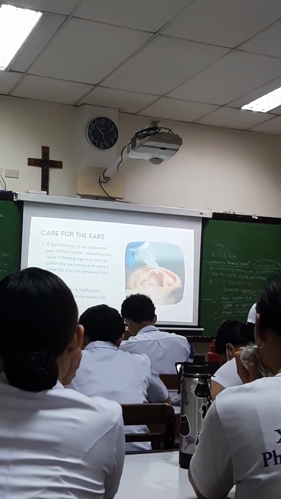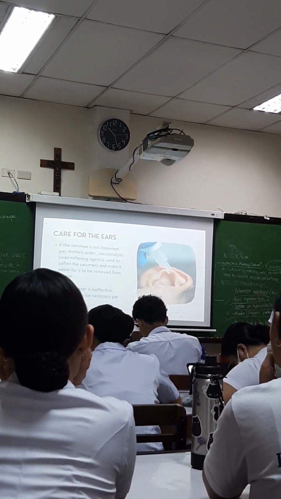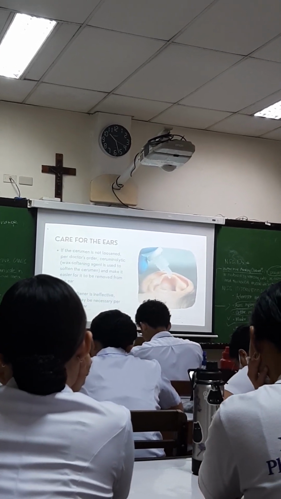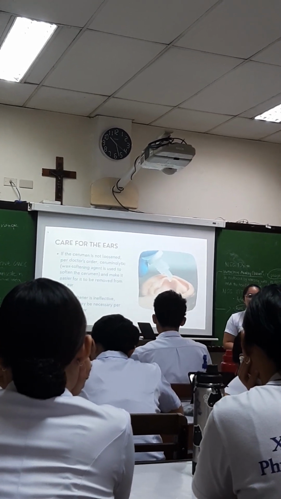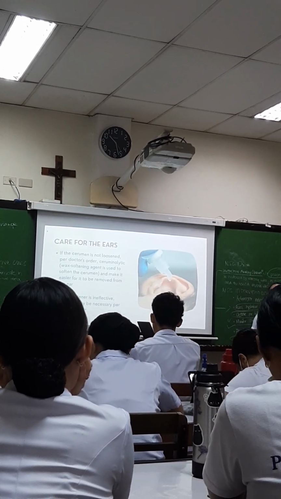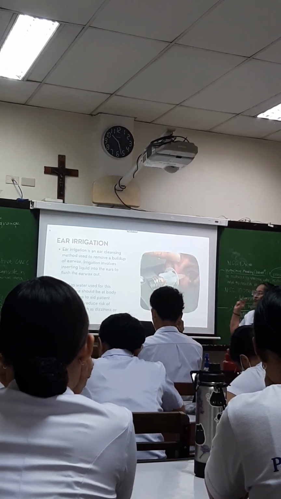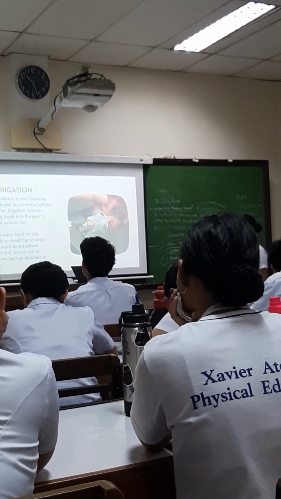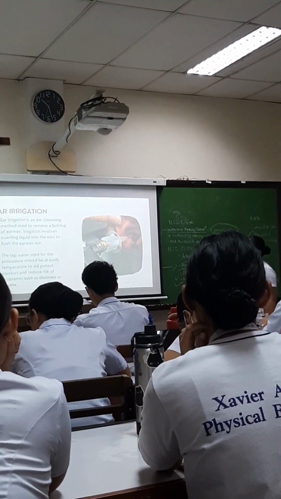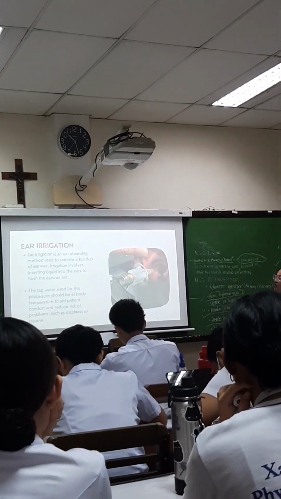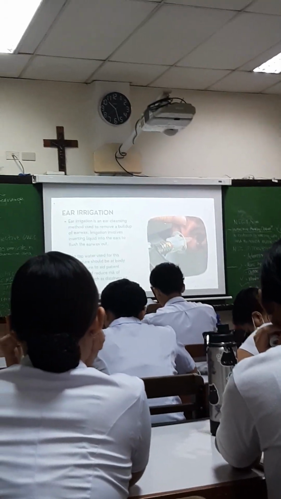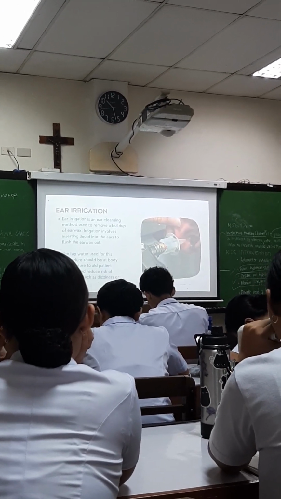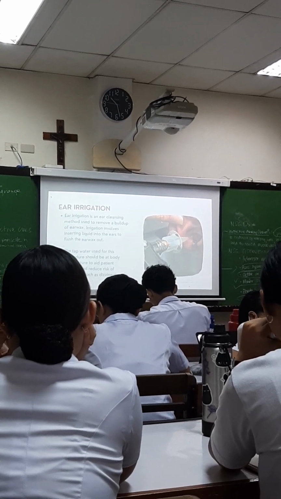Next, if the wax softener is ineffective, irrigation may be necessary, per doctor's order. If the earwax is not softened by the drug you put in, then ear irrigation is needed. Ear irrigation is a cleansing method used to remove a build-up of earwax. Irrigation involves inserting liquid into the ears to flush the earwax out. The tap water used for this procedure should be at body temperature to aid patient comfort and reduce risk of problems such as dizziness or trauma.